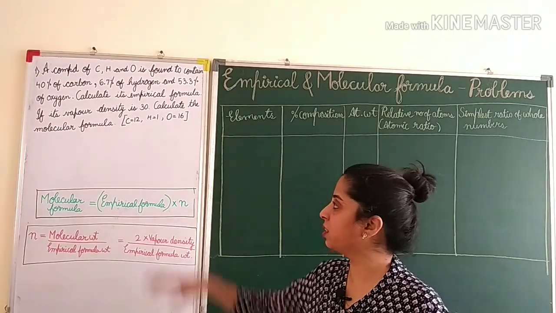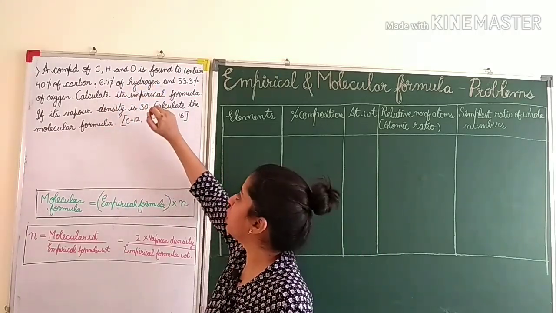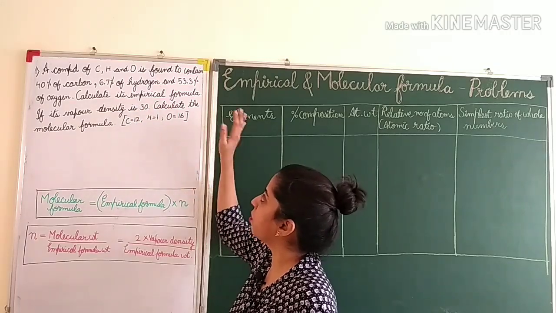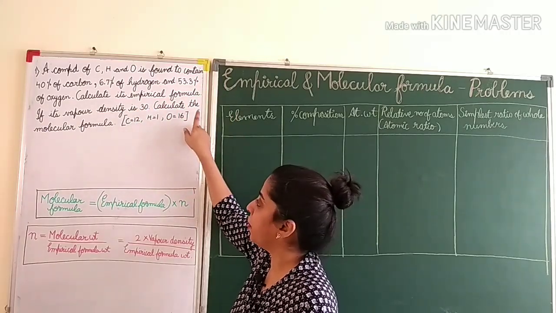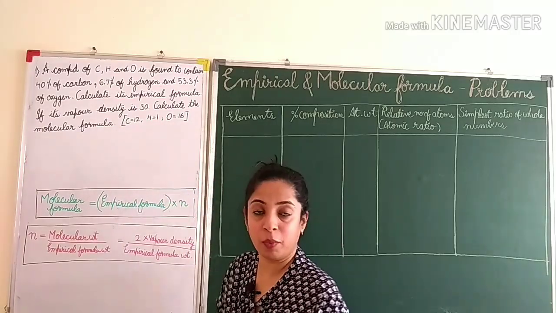Now children, have a look at this example. A compound of carbon, hydrogen and oxygen is found to contain 40% of carbon, 6.7% of hydrogen and 53.3% of oxygen. Calculate its empirical formula. If its vapor density is 30, calculate the molecular formula.